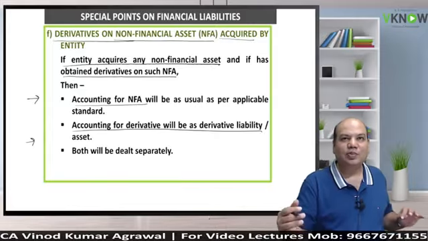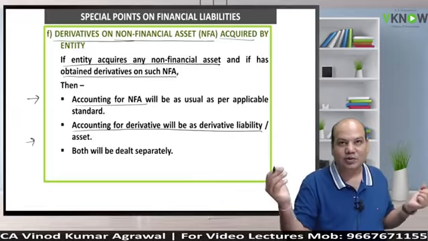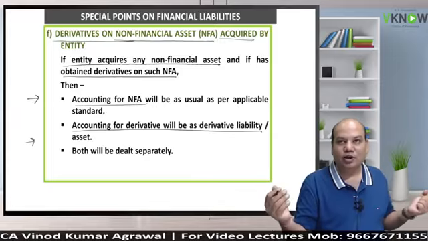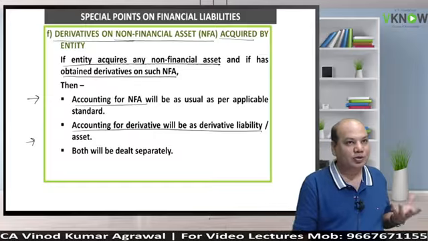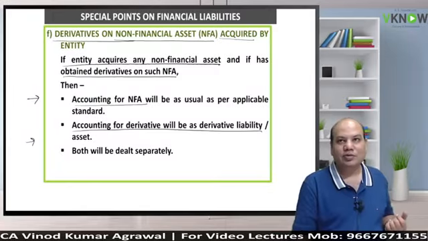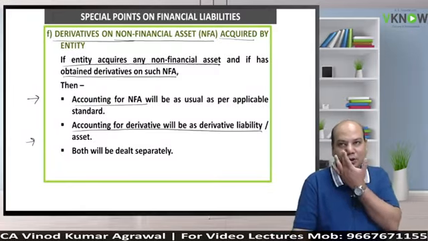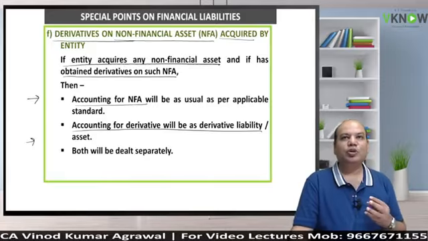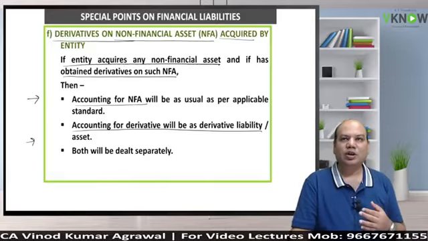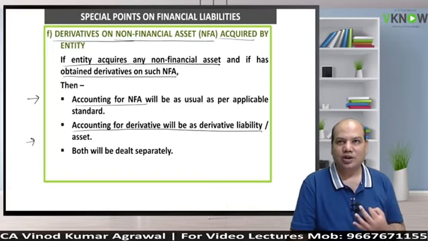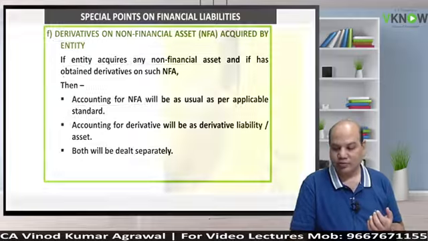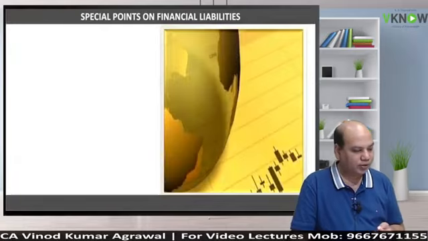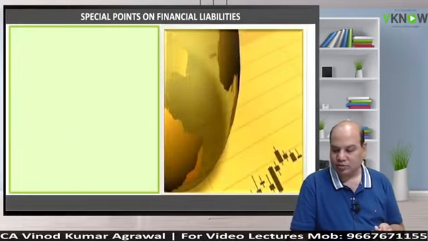The non-financial asset will be accounted as per the respective standard. I gave you the example of a machine. You bought a machine and you have a put option also, you can sell it after 3 years for a certain amount. In that case, the put option is a derivative contract. Account for it like a derivative. Check whether it is an asset or a liability. A derivative can be an asset or a liability. Again, I don't find many questions on that.